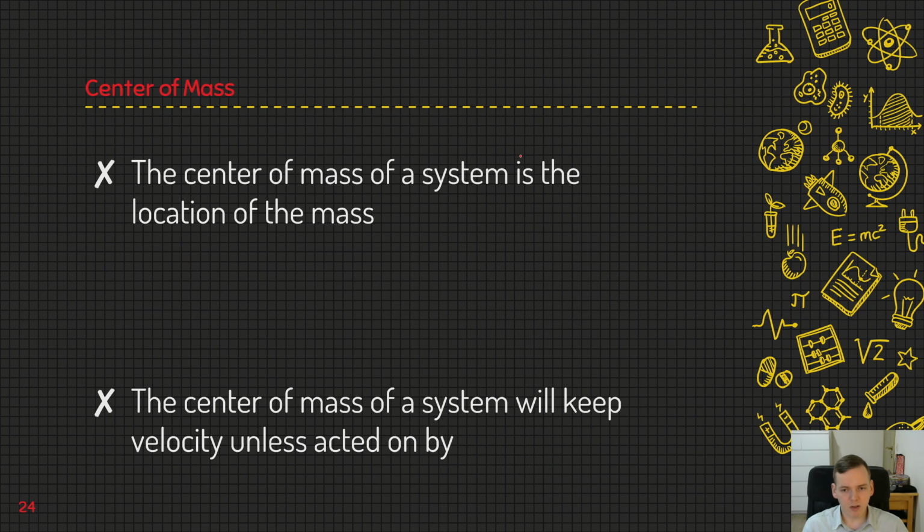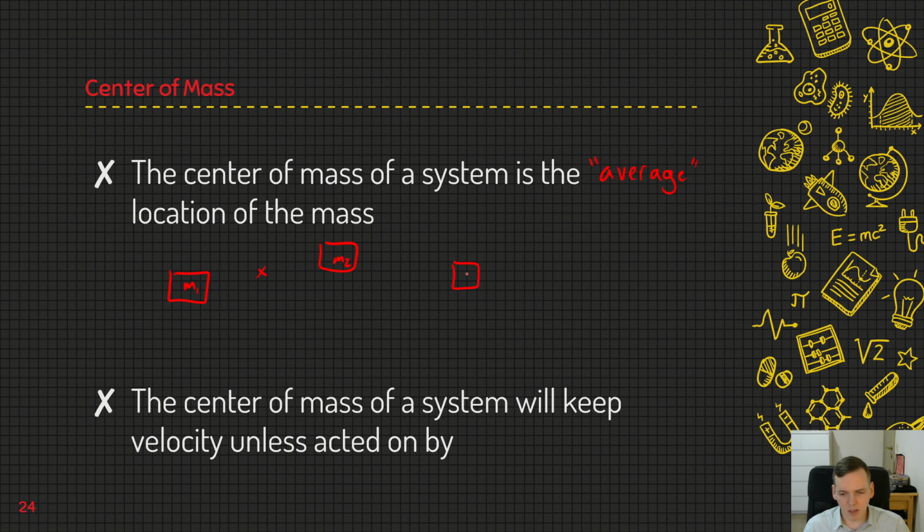Okay, so the center of mass we want to talk about first. We've talked about this before, but I'm just going to redefine it. The center of mass of a system is the average location of the mass. So for example, if I have M1 here, M2 here, and they're the same mass, the center of mass is halfway in between.